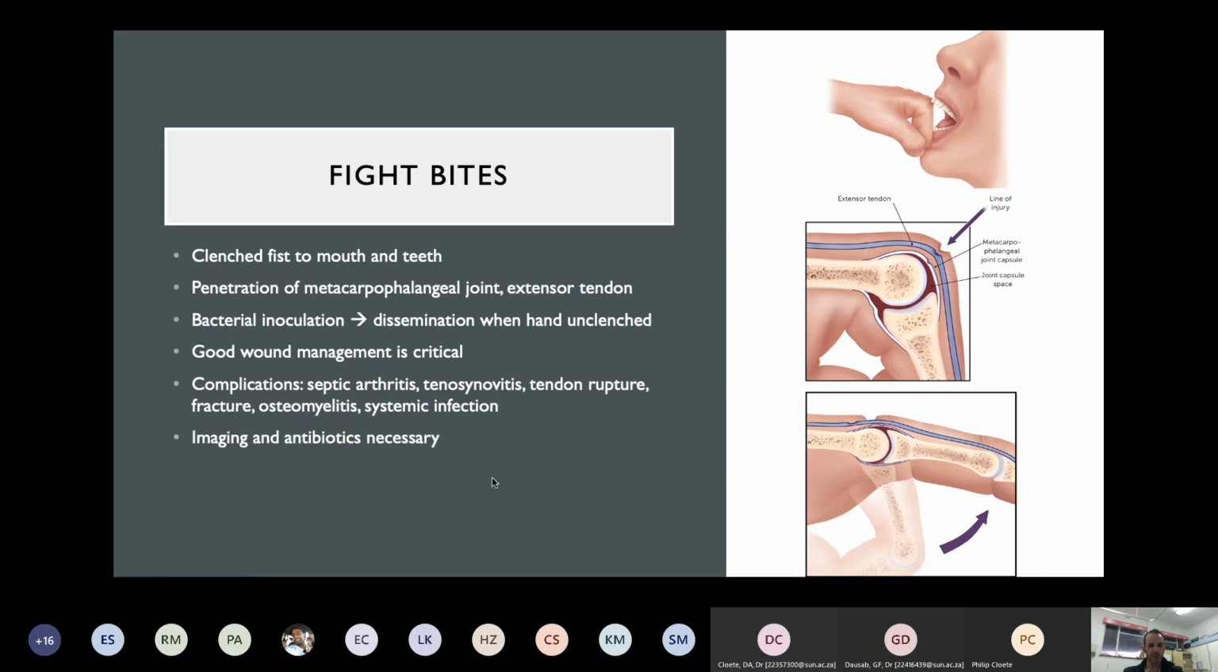Imaging is essential, as well as antibiotics. And these guys do need to be referred to hands for urgent exploration and washout if there's delayed presentation or if infection has already set in. Okay.